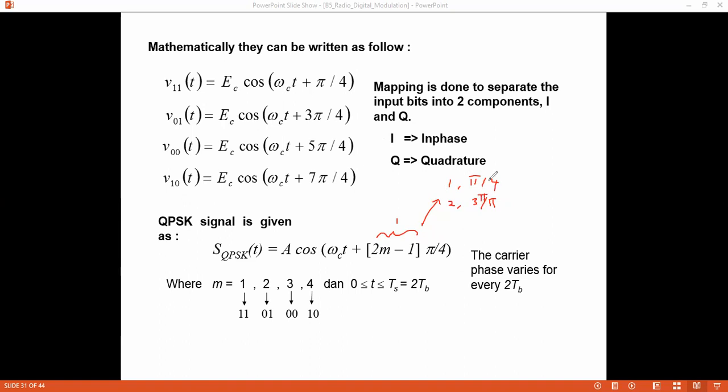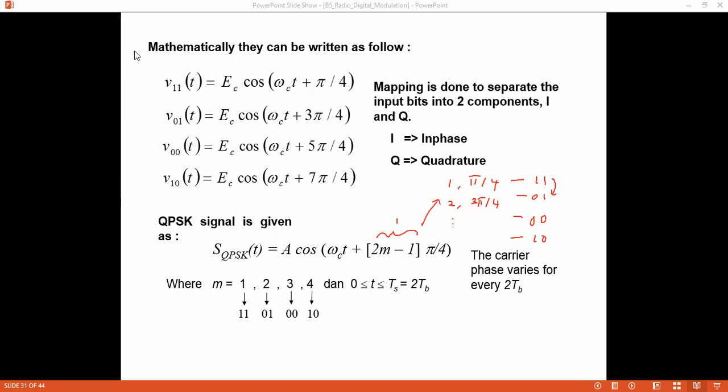So 3 pi, 3 pi over 4, and so on. But in terms of the order of bits, you have to follow, starting from 1 1, 0 1, 0 0, and 1 0. If you notice, when it moves from the first to second, only one bit changes.